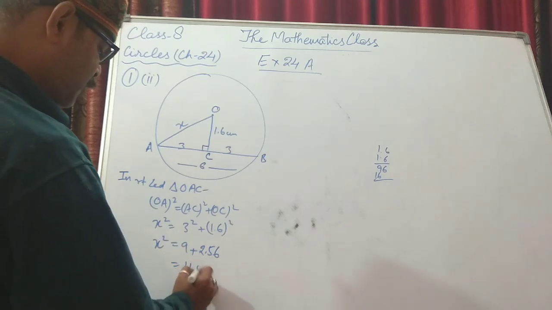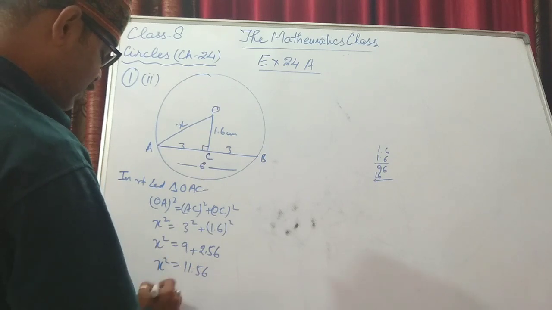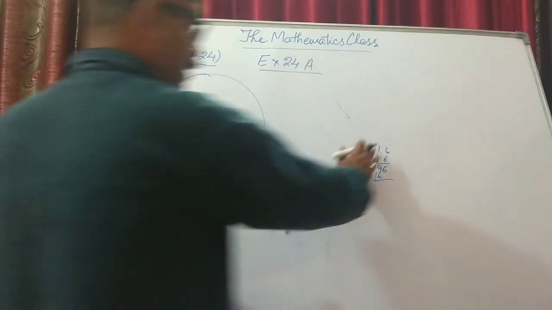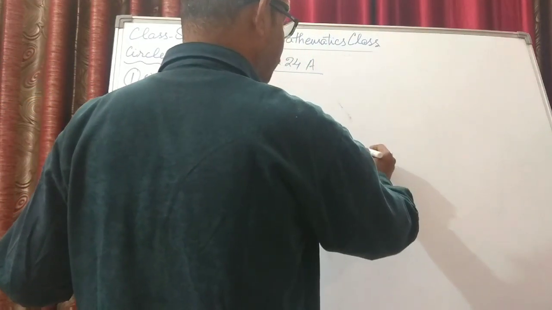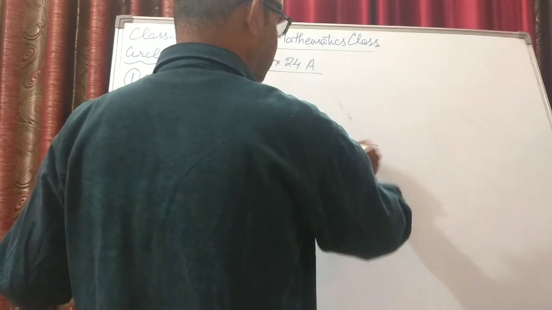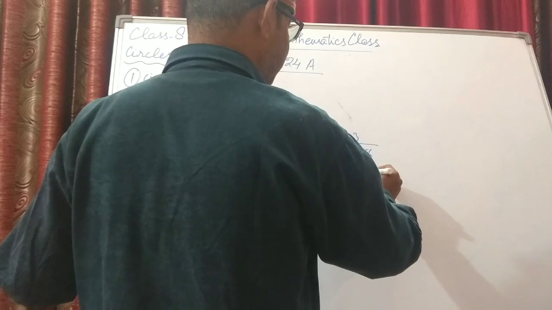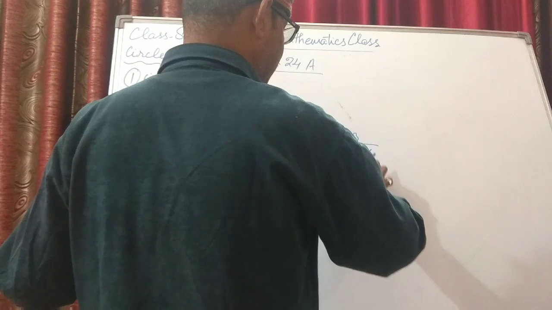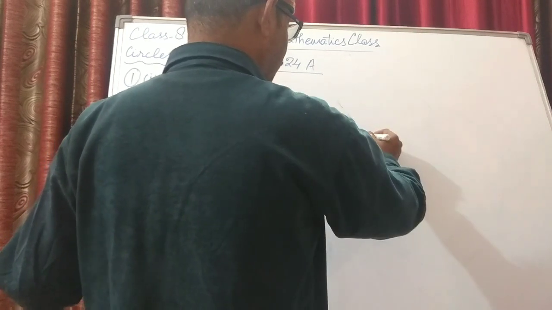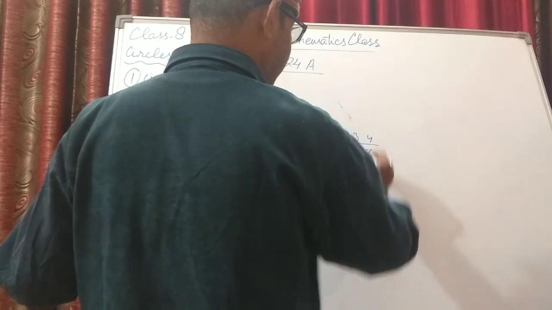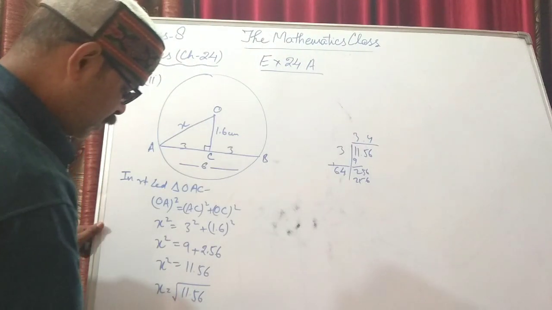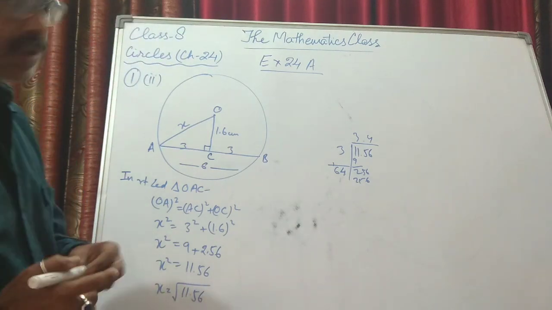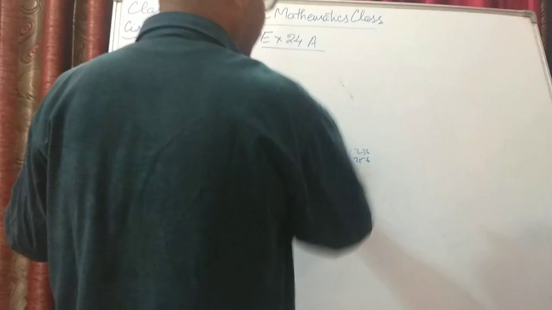So 9 plus 2.56 is 11.56, which is the value of X square. So X will be under root 11.56. Now we will calculate the root of 11.56. 3 3s are 9, and 2, 5, 6 gives 3 and 3, 6, 4. 4 4s are 16, 6 4s are 24, 25, 3.4. So the value of X comes out to be 3.4 centimeters. This is the final value of this question.